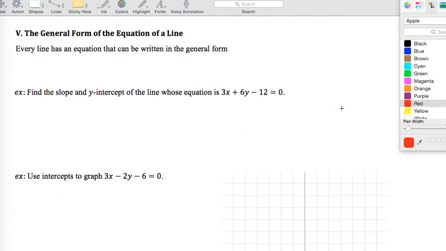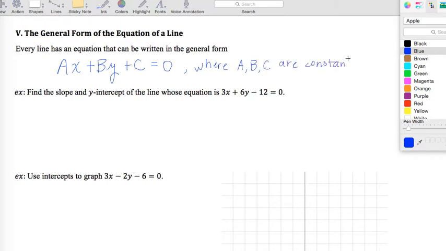The general form of the equation of the line is the least useful, but you might need to know it or see it. So ax plus by plus c equals 0 is the form where a, b, and c are constants. A, b, and c don't really mean anything, that's why it's not very useful. But sometimes you'll see it. So we're going to find the slope and y-intercept of the line whose equation is this. If you want to find the slope and the y-intercept, the easiest way is to put this in slope-intercept form and solve for y.